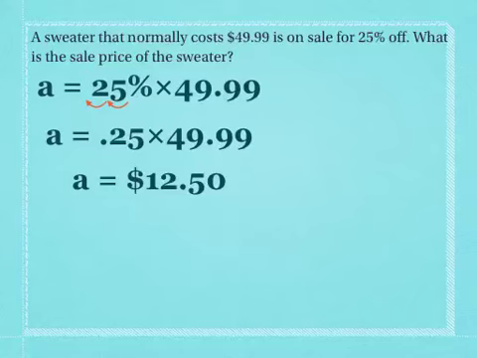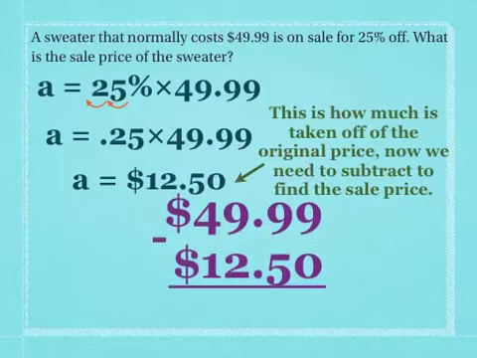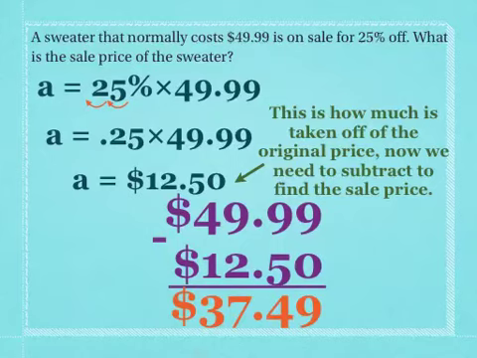Now, it's 25% off, so I'm not done. The sweater is not going to cost me $12.50. That's how much is being taken off of the original price. So I need to go back and I need to have $49.99 minus 25%, which was $12.50, which gives me a total price of $37.49 for this sweater.